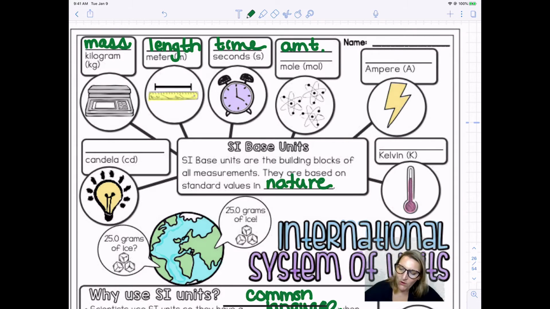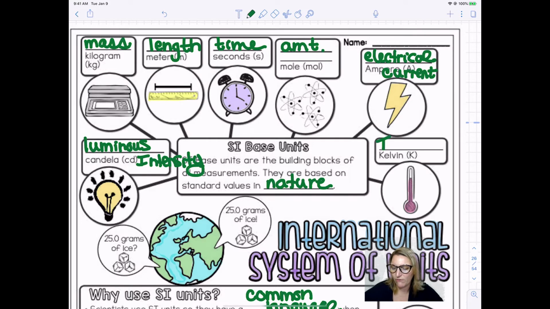An amp or an ampere is what we use to measure electrical current. A candela is a luminosity or luminous intensity. And a Kelvin is what we use to measure, of course, temperature. We're going to talk a lot more about these in just a moment.